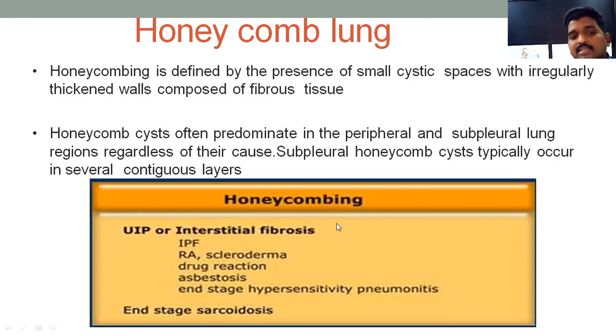So honeycombing, as I described, you can see this type of pattern in IPF, UIP. You could see the same pattern in rheumatoid arthritis and scleroderma, some drug reactions, asbestosis, and also end-stage chronic hypersensitivity pneumonitis, and also some patients with end-stage sarcoidosis, fibrotic sarcoidosis.